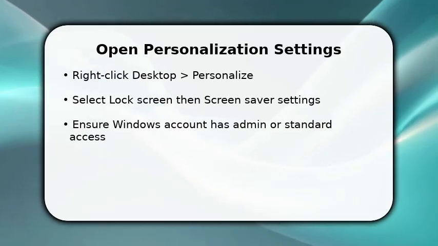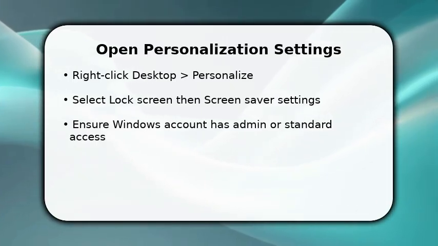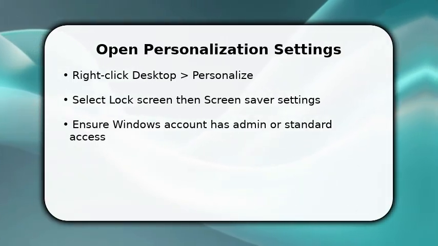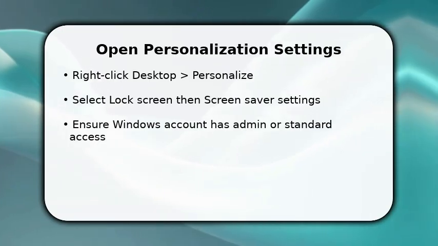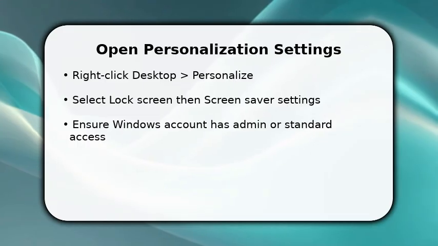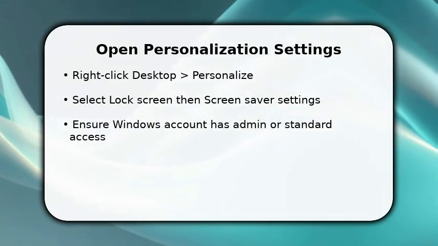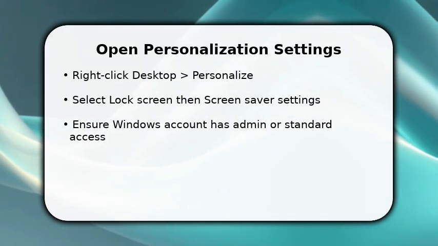You start by opening Settings and navigating to Personalization so you can change the lock screen and screensaver behavior. Click or tap Desktop, choose Personalize, then select Lock Screen and scroll to Screensaver Settings. This opens the classic dialog. Once done, make sure your account has permission to save preferences.